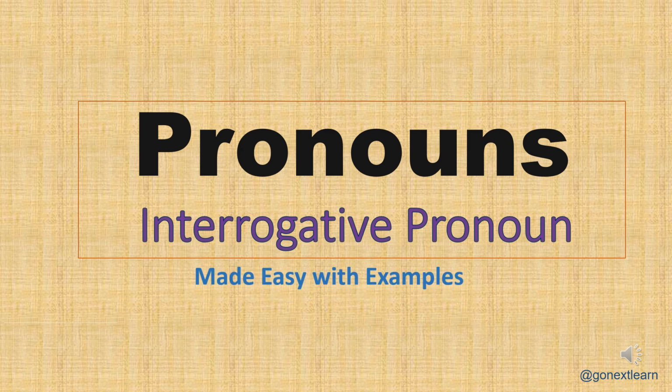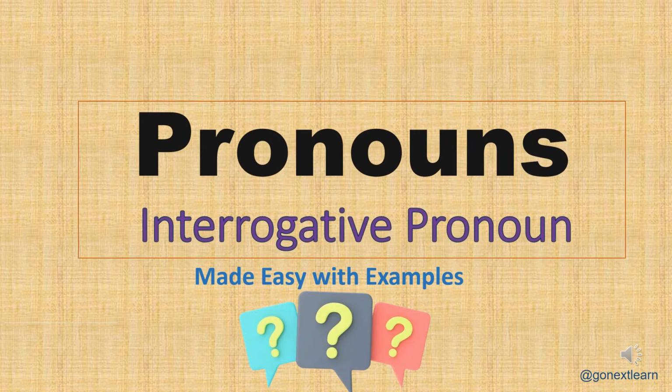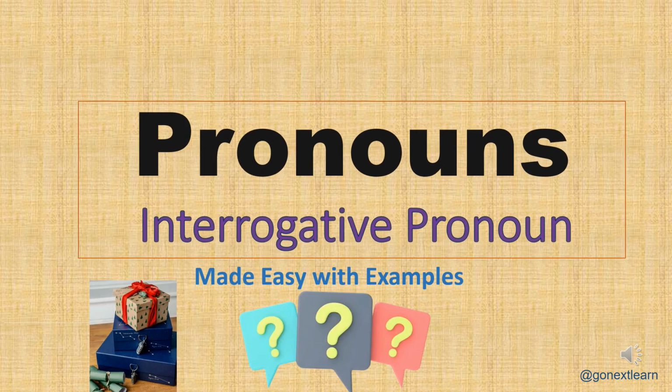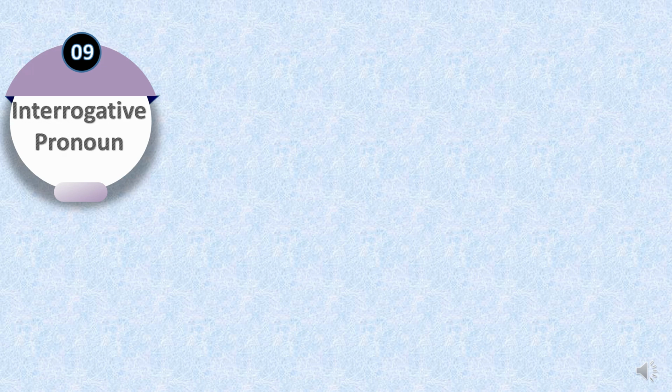Your friend says, the gift is hidden. Without interrogative pronouns, you couldn't ask the right questions. But with them, you demand answers. What is the gift? Which box is it in? Who hid it? Interrogative pronouns are used to form questions about an unknown noun.